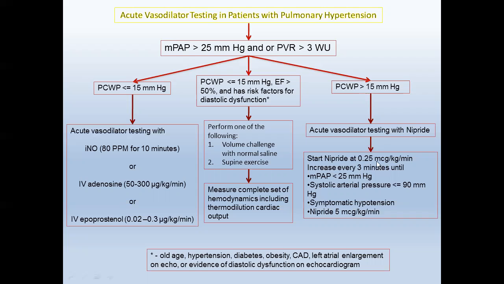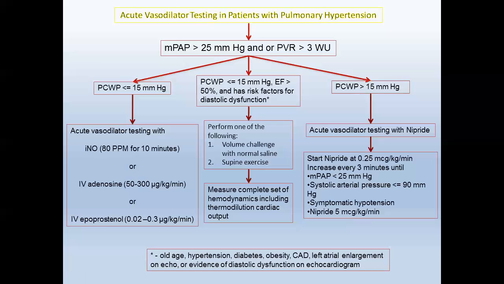We start nitroprusside at 0.25 micrograms, increase every 3 minutes, and we stop when the pressure drops to 25. I achieve my goal, right? I say it's reversible. I don't need to go any further. Or if my systolic blood pressure is less than 90, there is no point in me saying, oh, the systemic pressure is 50, the PA pressure is low. That's meaningless. So if you stop at 90, that's good.